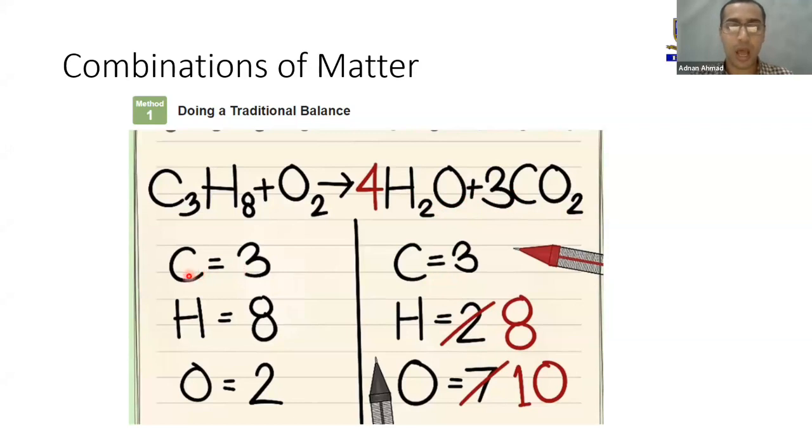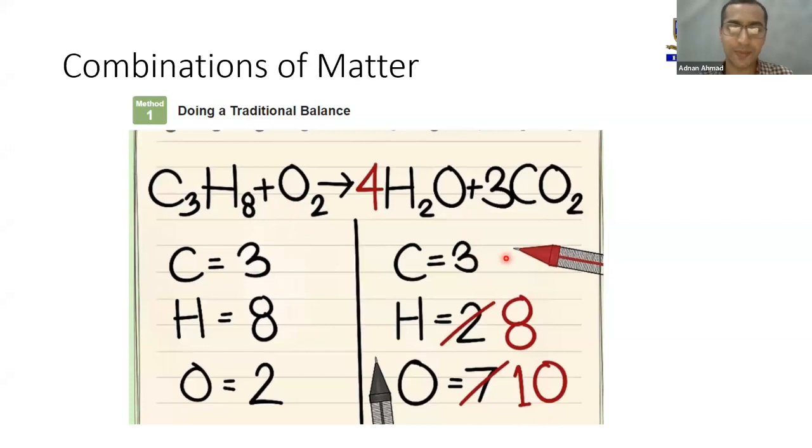So now our carbons are balanced. Our hydrogens are also balanced. Now we want to change or balance the number of oxygen atoms. So can anyone tell me what should we do with the left-hand side? So this is a very interesting question that I'm asking. What can we do to the left-hand side to make the number of oxygen atoms 10?